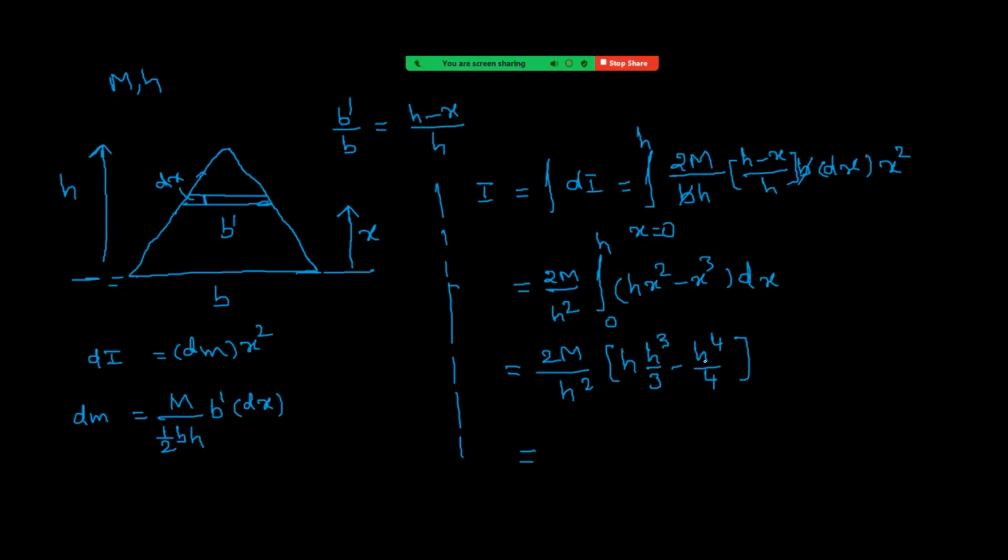h cube, h power 4. Take h square outside. Remaining is 2m h square, times 1 by 3 minus 1 by 4, right? 4 minus 3 is 1, this is 12. So it is now m h square by 6. That is the moment of inertia for a triangular plate about its base. Okay.